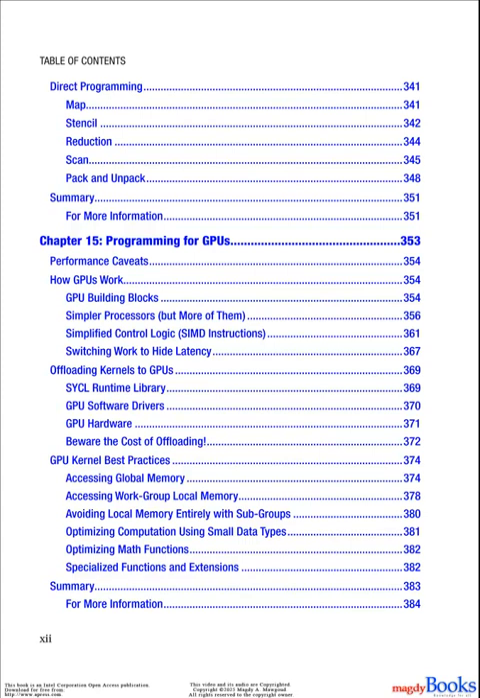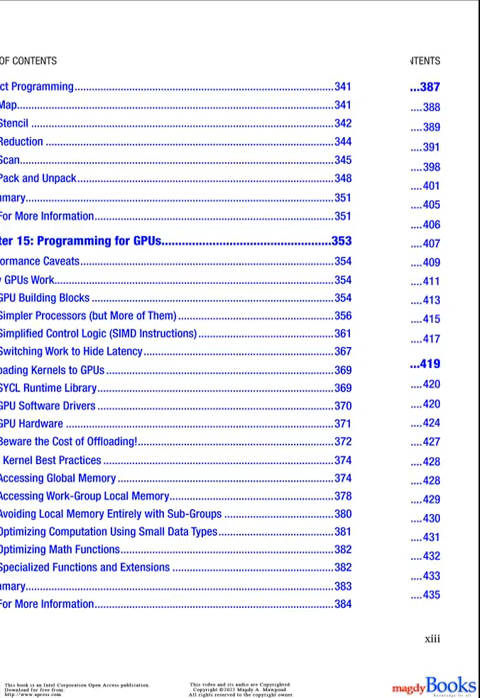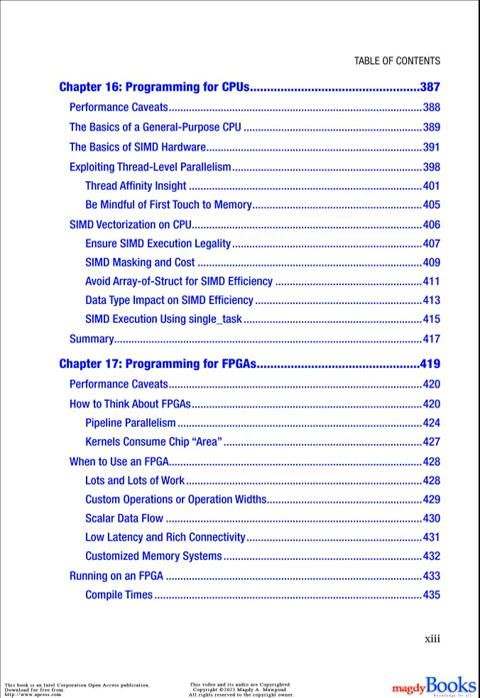GPU kernel best practices. Accessing global memory. Accessing workgroup local memory. Avoiding local memory entirely with subgroups. Optimizing computation using small data types. Optimizing math functions, specialized functions and extensions. Summary. For more information. Chapter 16.